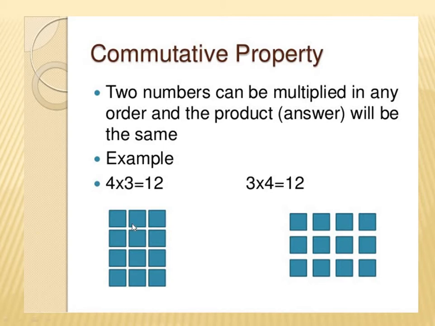4 multiplied by 3. If we see 4 times these 3 blocks are there, 1 2 3 4, and over there 3 blocks are there, will give you 12. If we write it the other way, 3 will be written here firstly and the second number will be written as 4. The same answer will be there, 12. So if we change the order of the numbers, the product will remain the same.